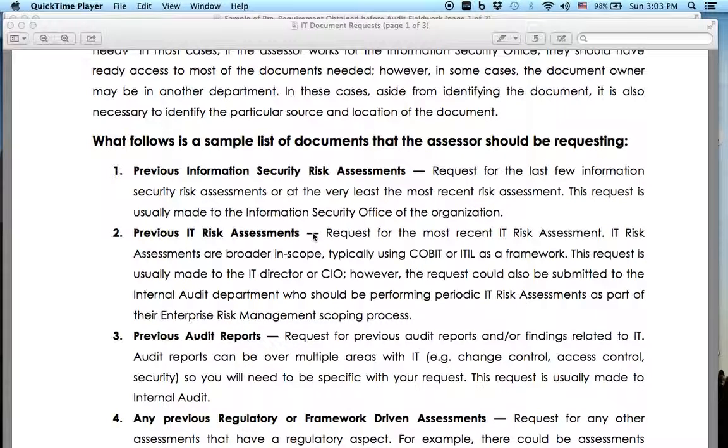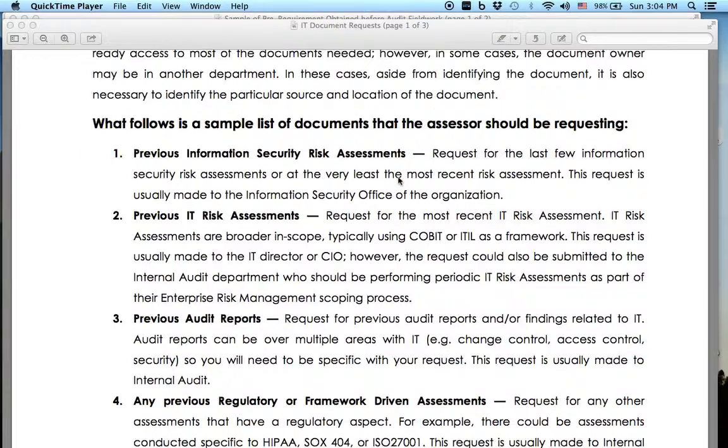This sample just highlights what we need to obtain from the auditee before you conduct the audit fieldwork. One, for example, the previous information security risk assessment. This is very important. So you need to obtain what the IT department already conducted last year or the last 2 years, to check whether the information security risk assessment was properly acted upon in the mitigation plan.